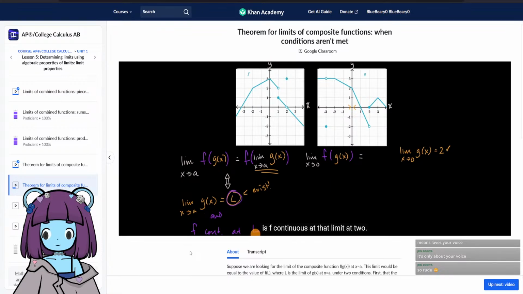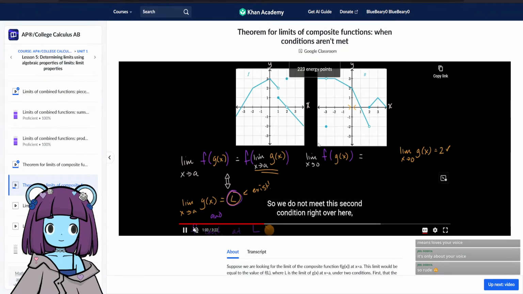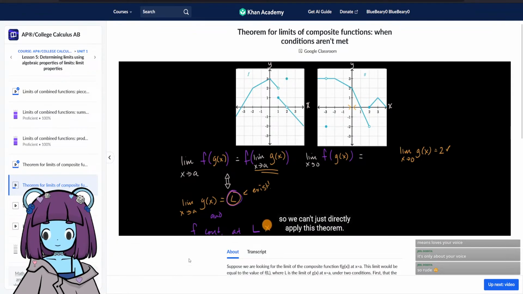The second condition, 0, 2. So you can't use that property because it doesn't exist, or because f of x is not continuous.